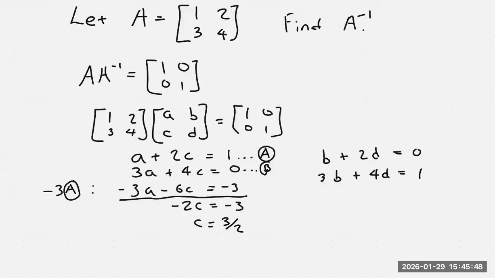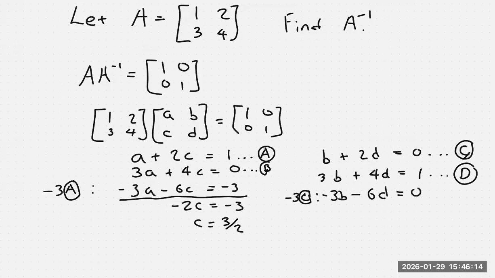Over here, before I finish the a, I can do the same thing. If I call this c and d, what can we do now? It's the same -3. Reinvent the wheel. That would be -3b minus 6d equals 0. Add those up, we're getting -2d is equal to 1. D is equal to -1/2.